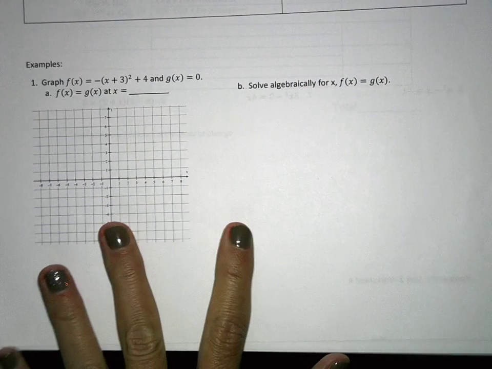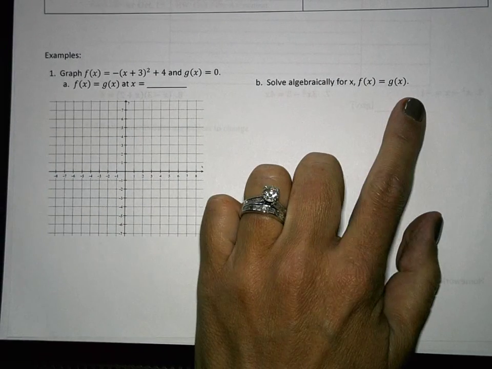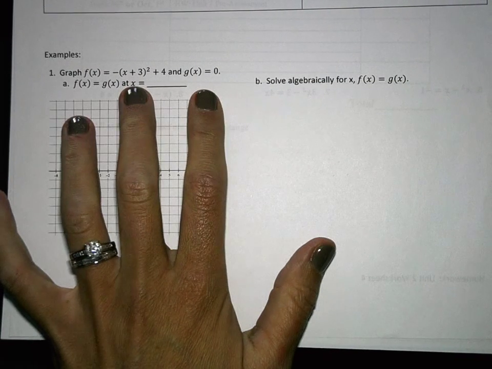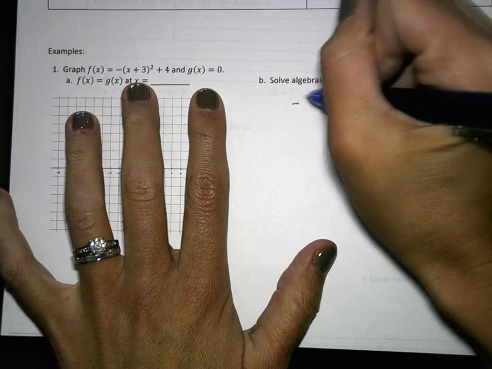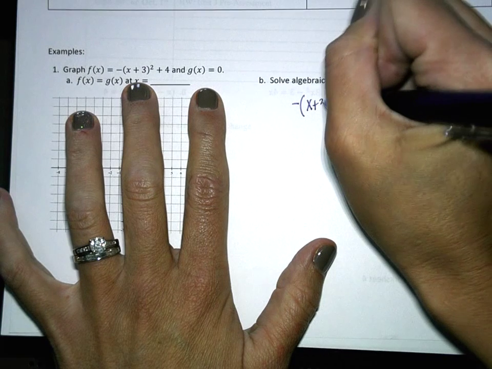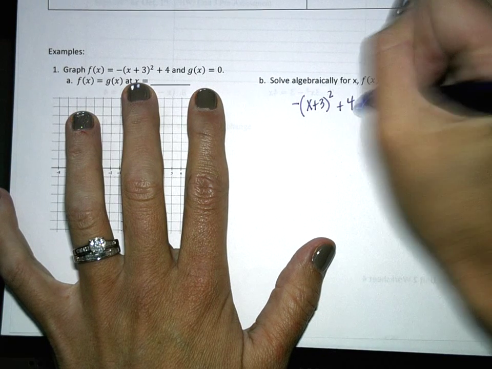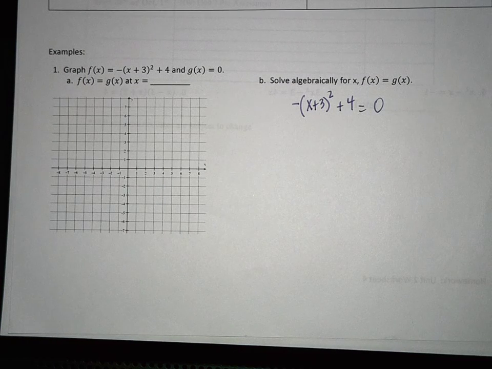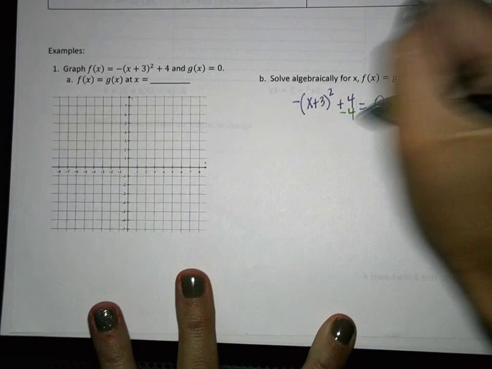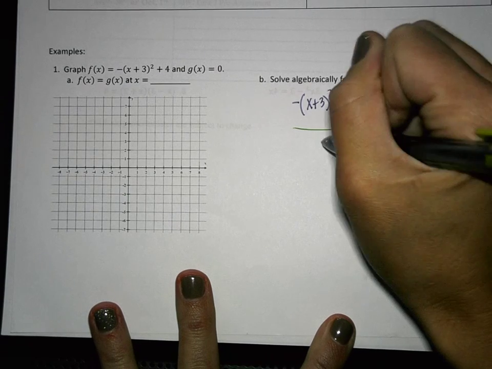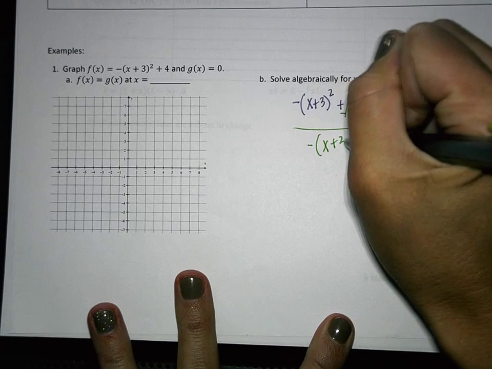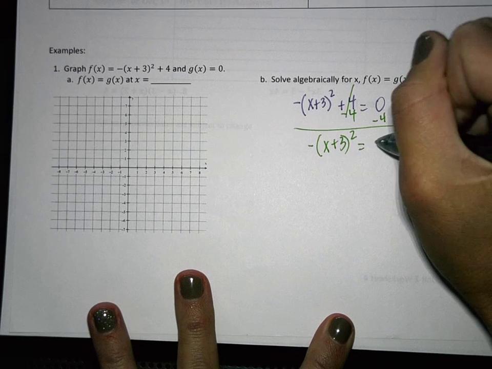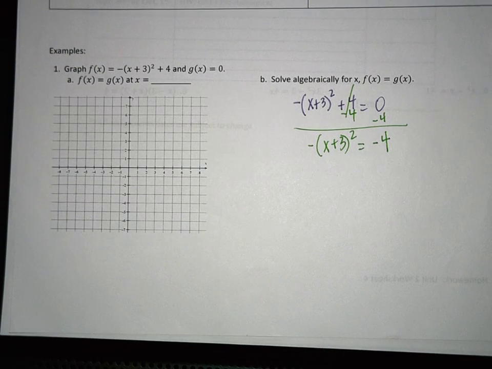So this says f of x equals g of x. If we write this as an equation, we would write negative, and we have parentheses, x plus 3 squared plus 4 equals 0. So we took our f of x equals g of x, and now we're going to solve for x. What would I need to do first here in order to solve for x? Good. Subtract 4. When you're solving equations like this, you're almost doing backwards order of operations.